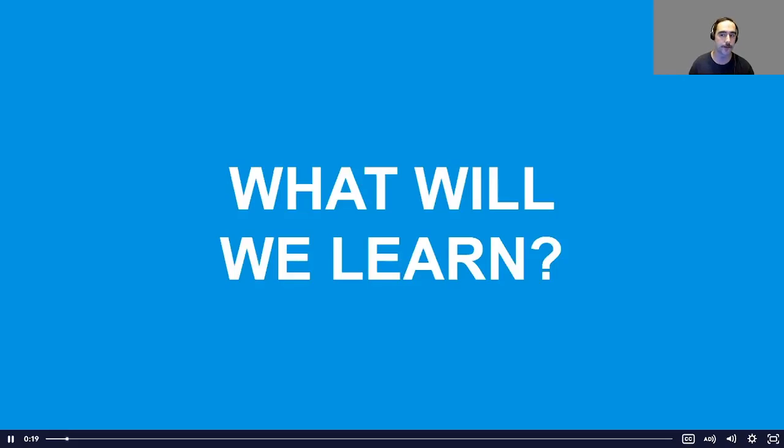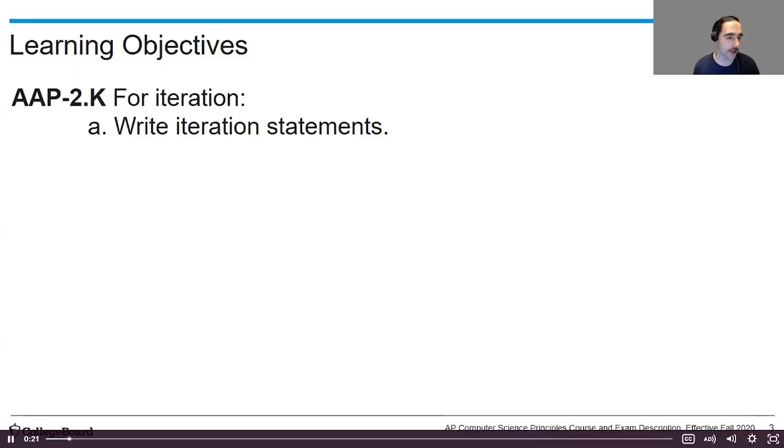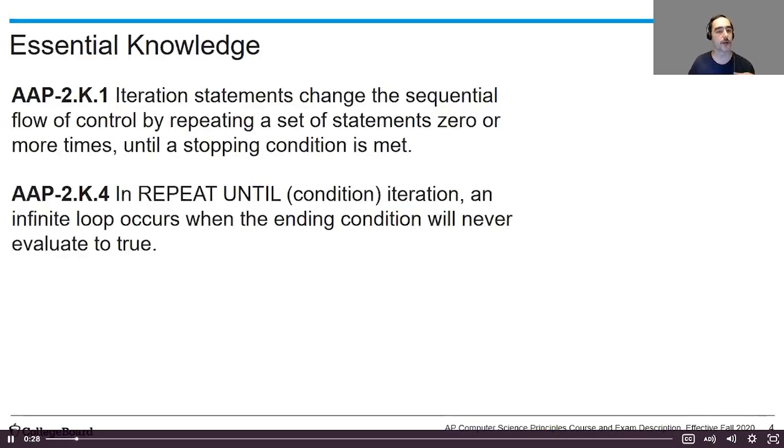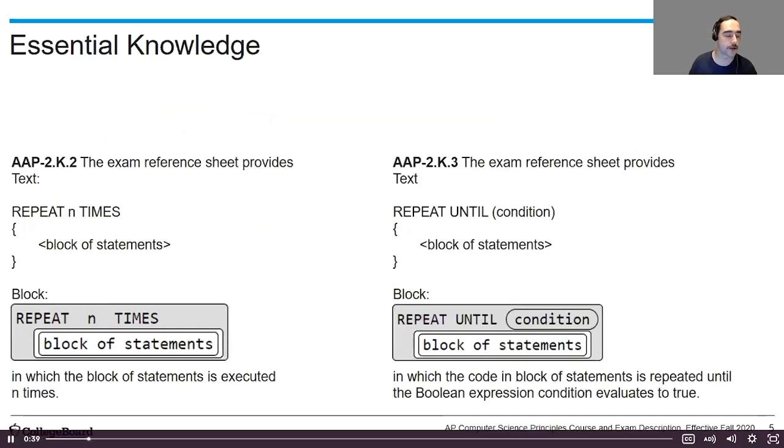So what will we learn today? Well, we're going to be looking at iteration, but in particular, we're going to look at writing iteration statements. Remember that iteration statements can change the flow of the program, and that with repeat until, you really need to pay attention to that stopping condition. The two main types of pseudocode that we focus on in Computer Science Principles are the repeat n times and the repeat until. So let's take a look at an example.